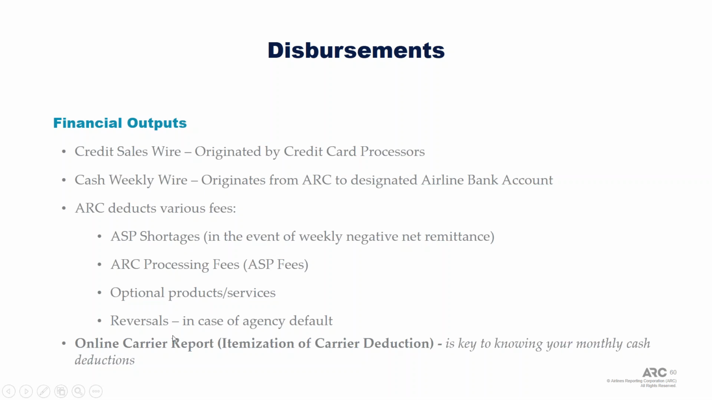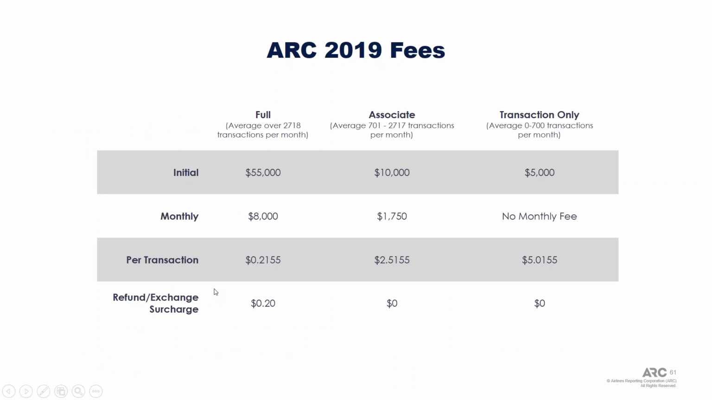The online carrier report, the itemization of carrier deduction is key to knowing your monthly cash deductions. And this is a list of the ARC 2019 fees. And this list, again, is always located behind my ARC, the carrier bulletin section. Oh, yes, as well as in the manual for carriers.